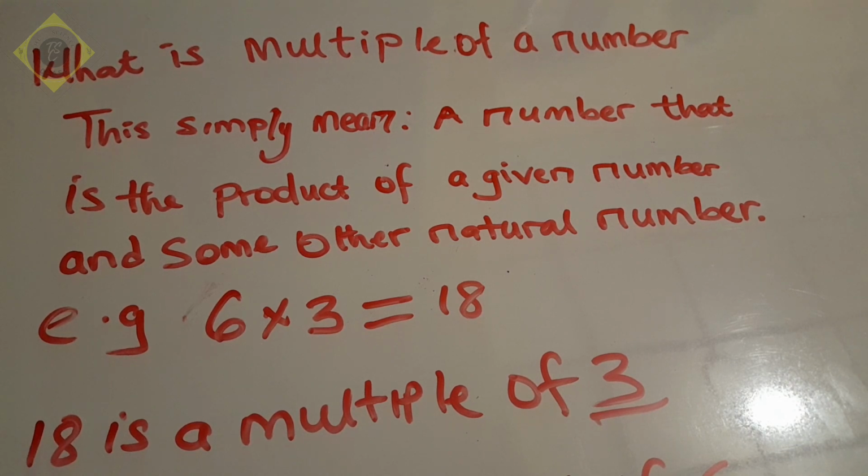This simply means a number that is the product of a given number and some other natural number. In our last class, we discussed what natural numbers are. So, a multiple of a number simply means a number that is the product of a given number and some other natural number. And when you talk about product in mathematics, it simply means multiplication.